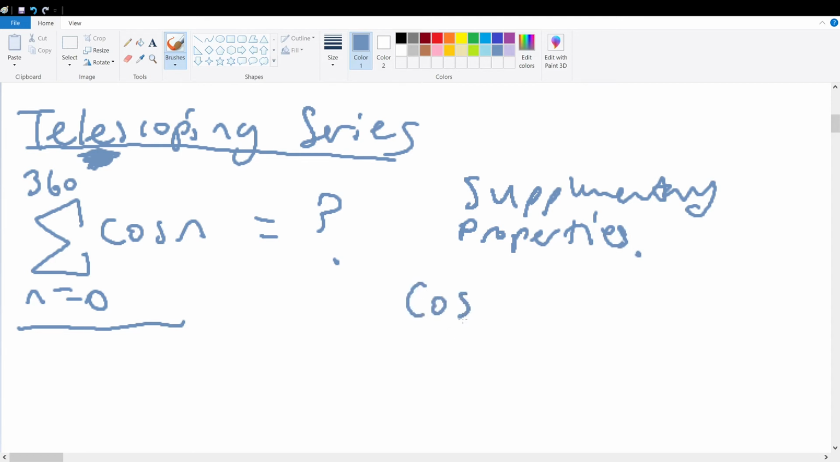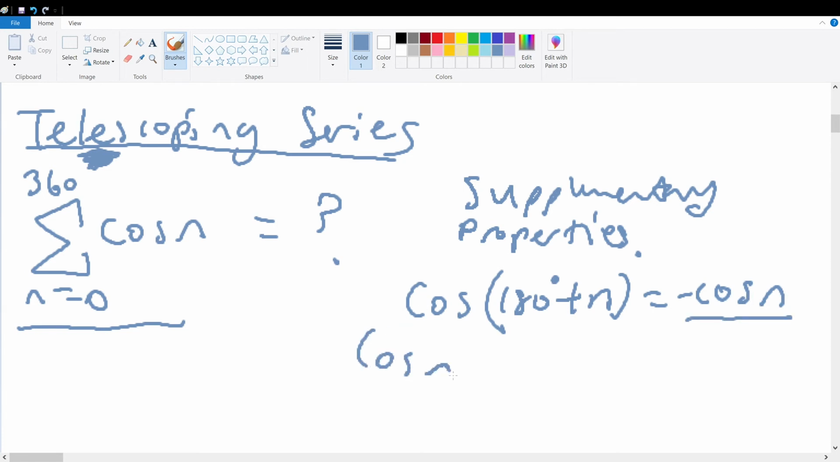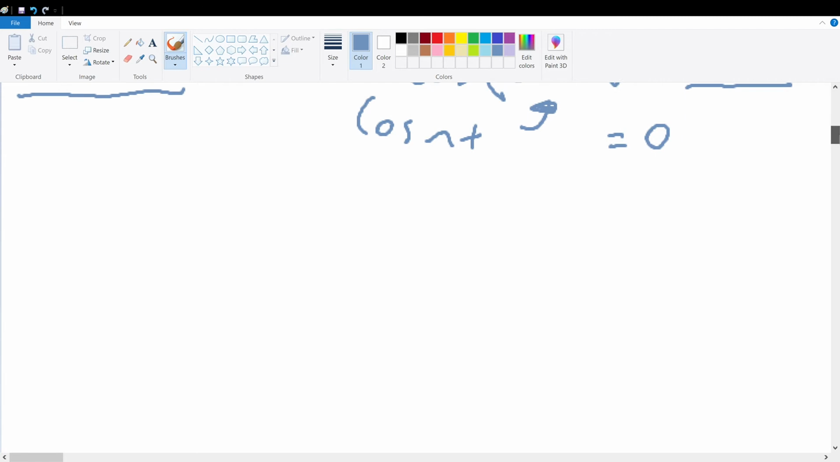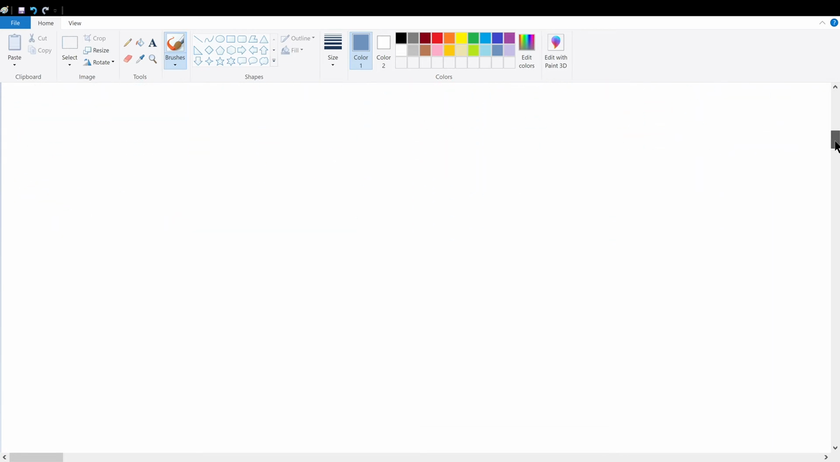If I have cosine of 180 degrees plus n, that's just going to be negative cosine n. So if I have cosine n plus this right here, it would just cancel out to 0. This is just the supplementary property you need to know in order to solve this telescoping series. So how do we solve this series? It would be really simple.